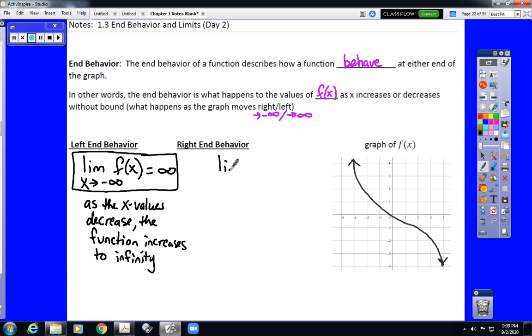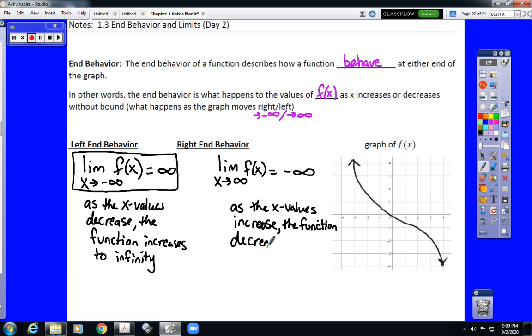On the right end, the only difference in the notation is that instead of saying as x approaches negative infinity, we say as x approaches infinity of f of x. So look at the graph again. As we move to the right, the function is going to negative infinity, so we would say that equals negative infinity. In words, we're saying as the x values increase, the function decreases to negative infinity.